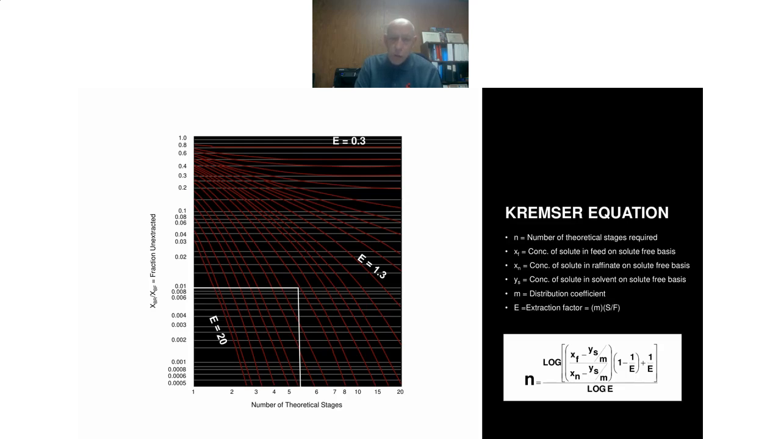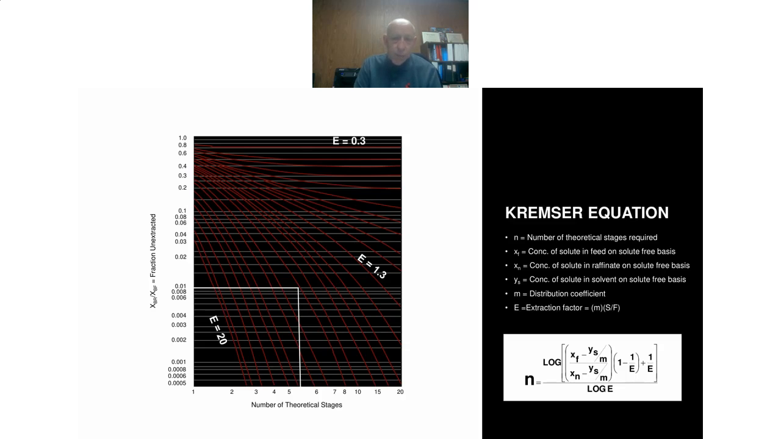You can also use a Kremser curve. And now these curves you see on this diagram here, these are curves of extraction factor, which I mentioned before was the distribution coefficient times the solvent to feed ratio. So the y-axis here is your fraction unextracted. The x-axis is your number of theoretical stages.